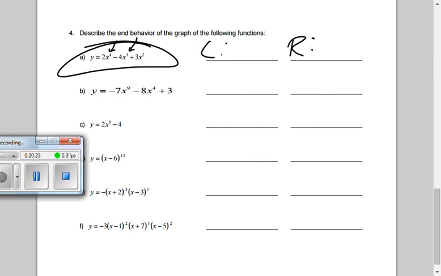Which one's the biggest? Biggest one wins. That one's biggest. And therefore, it's only the 2 that I have to check for being negative. So, is that 2 negative? No, it's positive. And therefore, it's up on the right. Then the other part you decide based on if this is even, then it's the same. If that had been odd, it would be different.